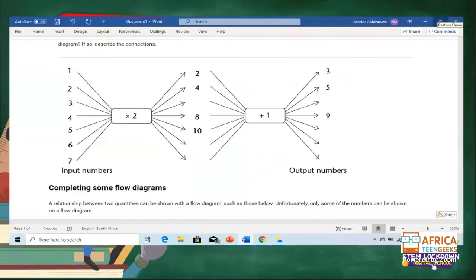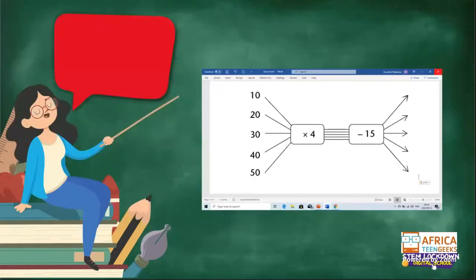And we have the following. So you skipped the one with 40. Which one did I skip? The 40. Yes. What is 40 times 4? 160.